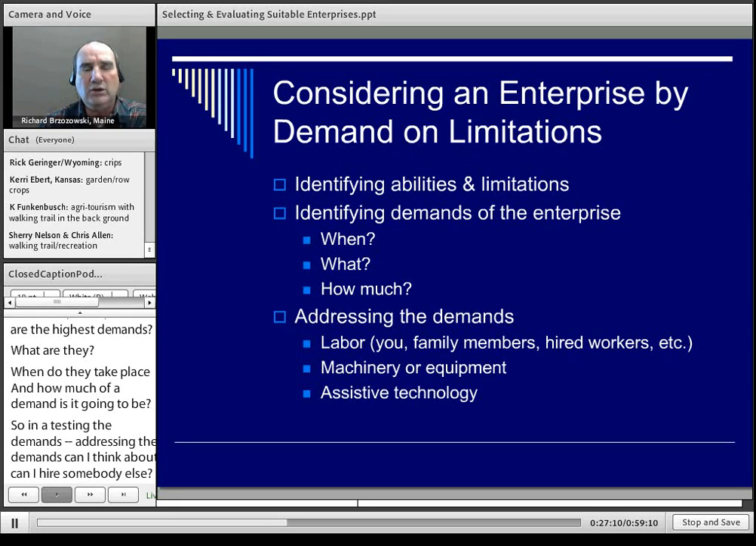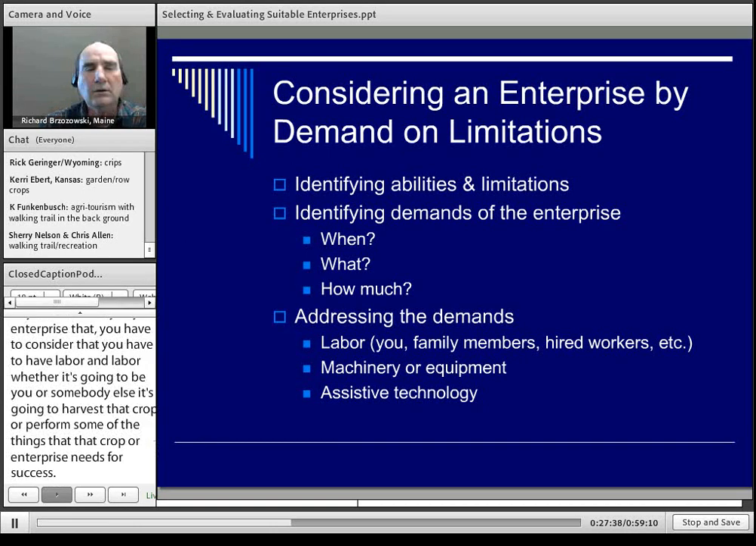So you want to adjust your enterprise, considering that you have to have labor, and labor, whether it's going to be you or somebody else, is going to have to harvest that crop or perform some of the things that crop or enterprise needs for success. We can use machinery or equipment in much of agriculture. And when you look back at the history of our country, machinery has taken over a lot of tasks, a lot of jobs on the farm, and things have changed quite a bit.